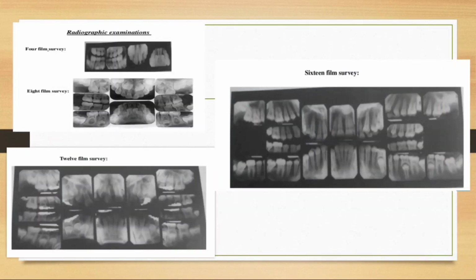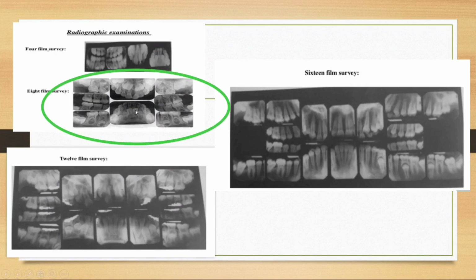So what is an 8 film survey? In an 8 film survey, you can see 8 films where we have maxillary and mandibular anterior occlusal, then right and left maxillary posterior occlusal, and right and left mandibular posterior periapicals and two posterior bite wings. You can see 8 radiographs where it includes maxillary and mandibular anterior occlusal, right and left maxillary posterior occlusal, right and left mandibular posterior periapical and two posterior bite wings.